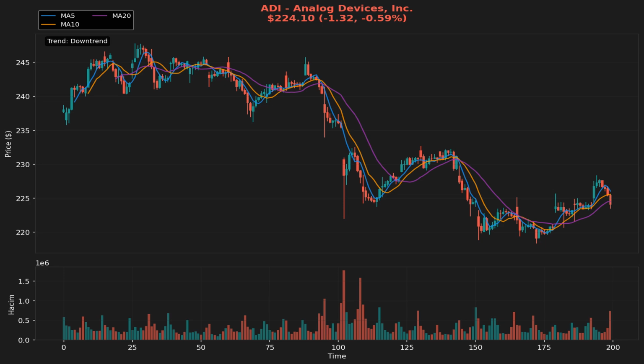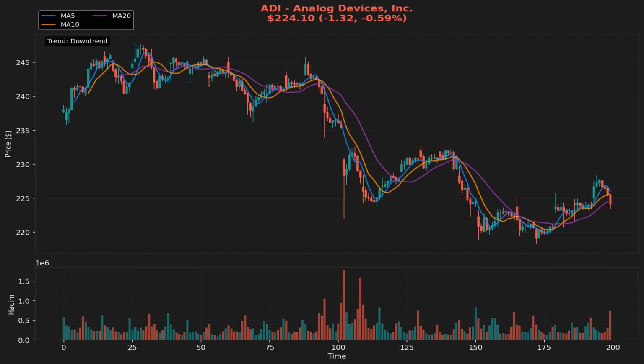The Moving Average Convergence Divergence, MACD indicator, adds another layer to our analysis. The MACD line currently sits at 0.882, while the signal line is at 0.828.